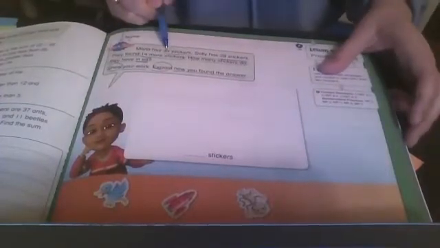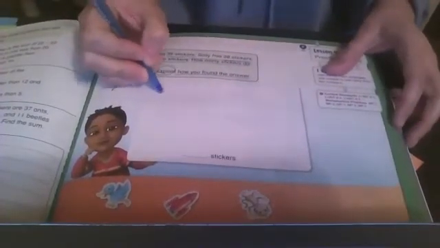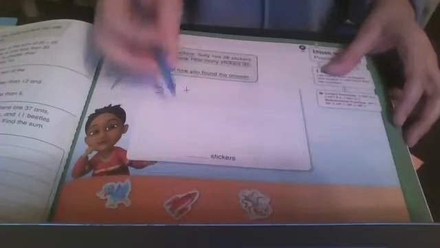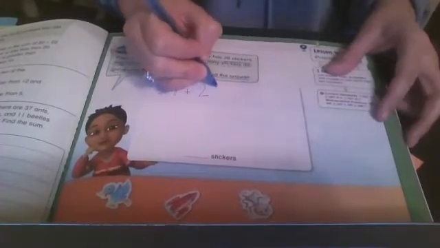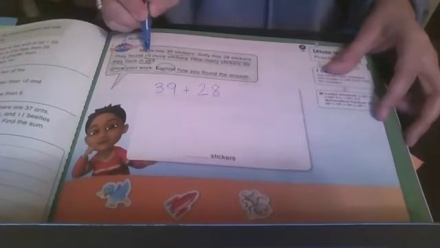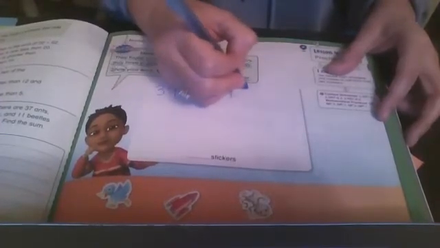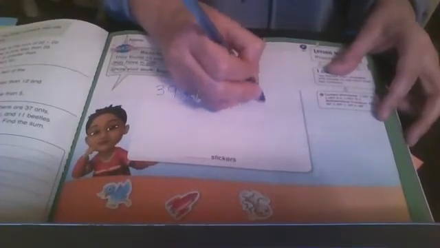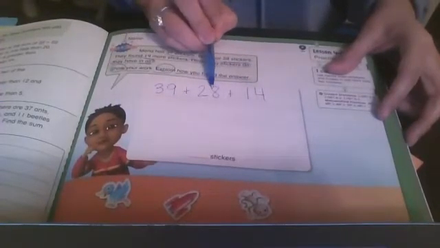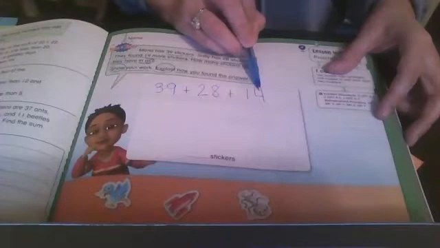All right, so Maria has 39. I'm going to record that first. That's Maria's amount. I'm going to be adding. I know that Sally has 28, so I'm going to go ahead, record that. And then I know that they found 14. All right. So there's my equation, 39 plus 28 plus 14.